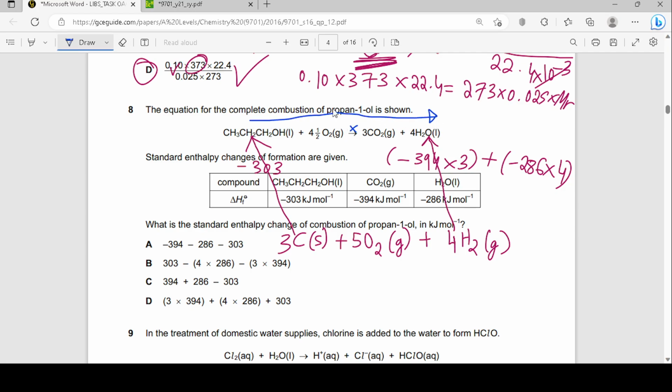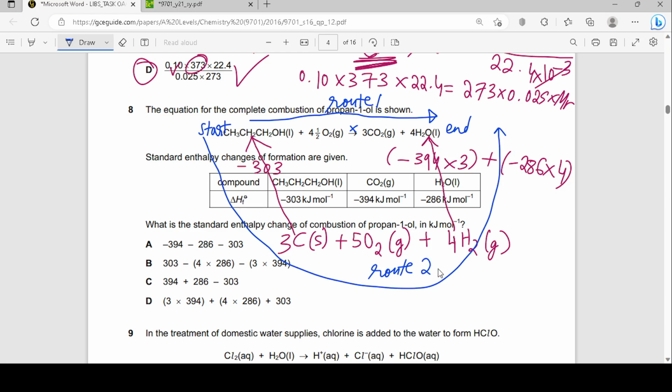So this is route 1. And then you have to have the same start and the same end for both routes, right? So this is going to be route 2. Hess cycles are so cool. Hess cycles, whatever they call, okay? So yeah, now let's equate the two routes. Route 1 equals route 2.